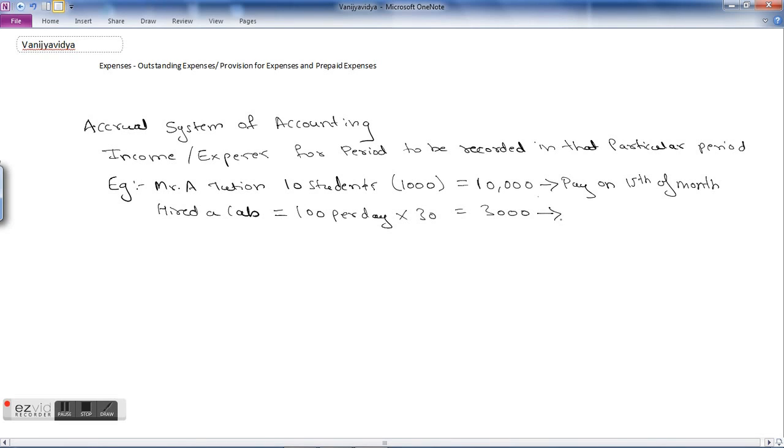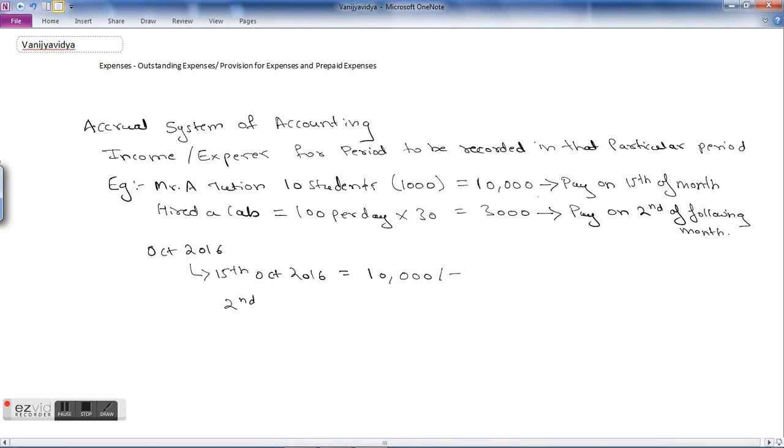Now this cab hire charges he pays on 2nd of the following month. That is, if the cab hire charges for the month of say October is 3000 rupees, he'll pay it on 2nd of November. Say we are in the month of October 2016. Now what has happened in October 2016? On 15th October 2016, all students have paid fees. That is, Mr. A has received 10,000 rupees. But the cab hire charges, 3000 rupees, he will be paying on 2nd November 2016.